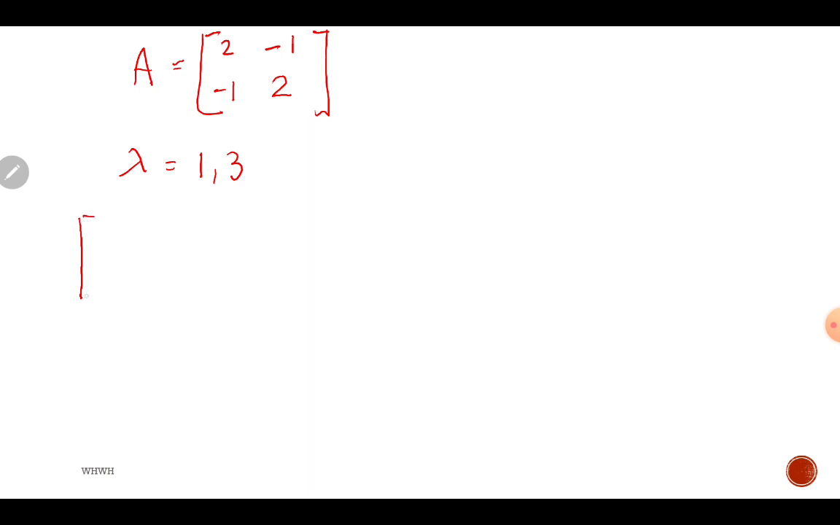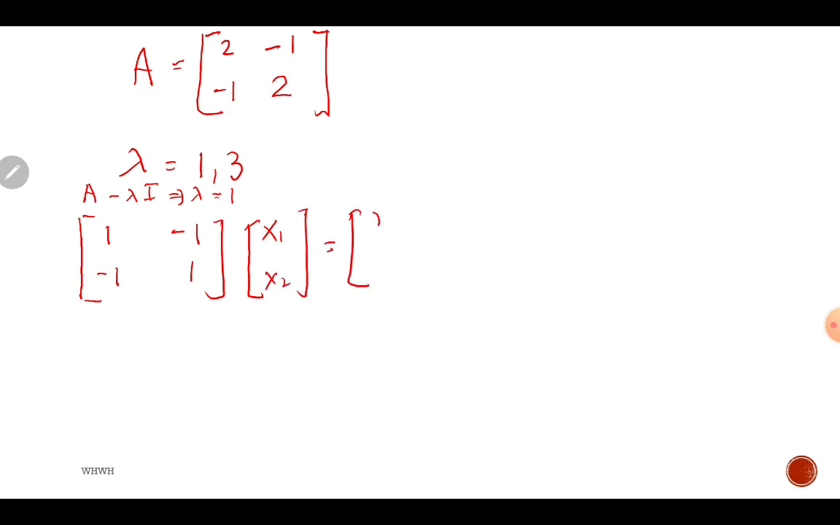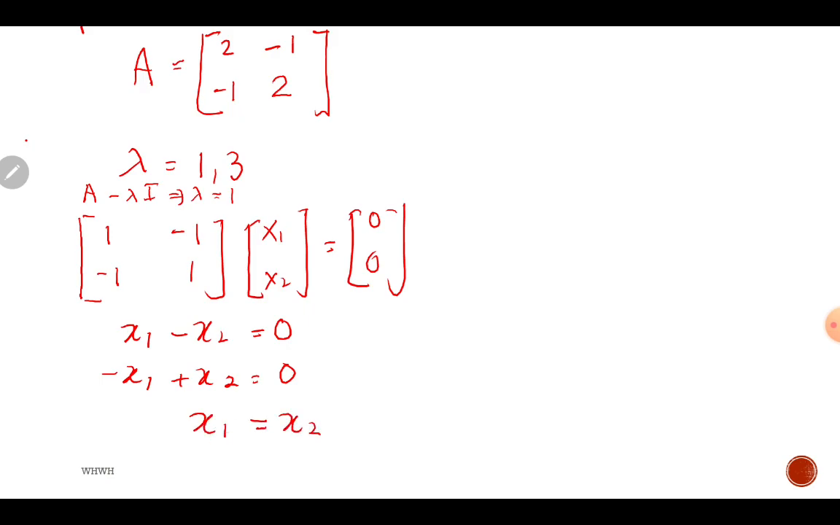So now saya nak cari dia punya eigenvector where we have A minus lambda I, kan? So we consider first lambda equals to 1. So 2 tolak 1, we're gonna have 1, negative 1, and then negative 1 here, and 2 tolak 1, we're gonna have 1. Alright, so we have here x1 and x2 to get the eigenvector, and we let it equal to 0, 0. Hence from here, we're gonna have x1 minus x2 equals to 0, negative x1 tambah x2 equals to 0. So dari sini kita dapat the equation, we deduce that x1 must equal x2.